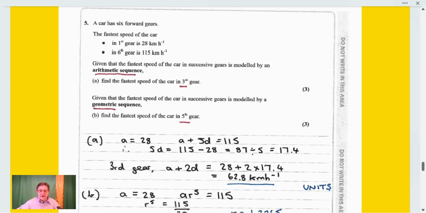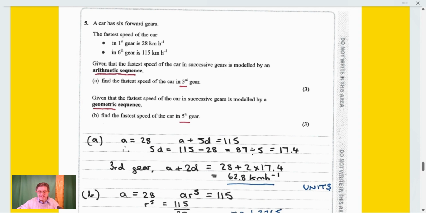Question 5. A car has 6 forward gears. You might think, is this a mechanics question? It's not. It's actually about sequences. So we're told the first gear, fastest speed is 28. Sixth gear, the fastest speed is 115. It's a sequence. In part A, it's an arithmetic sequence. In part B, it's geometric.